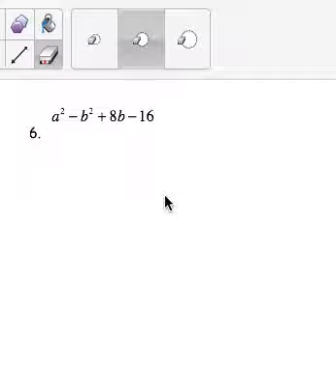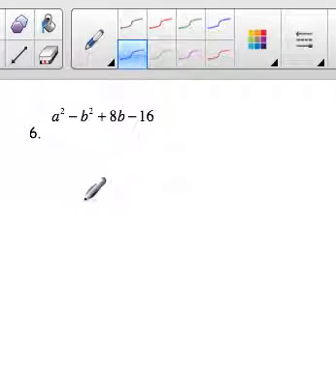Number 6 from semester 1, review number 11. We're asked to factor this expression that has 4 terms. The only methods we know to factor something with 4 terms are 2 by 2 grouping and 1 by 3 or 3 by 1 grouping. In this case, we're going to do a 1 by 3 grouping.